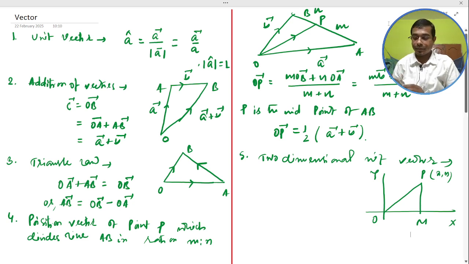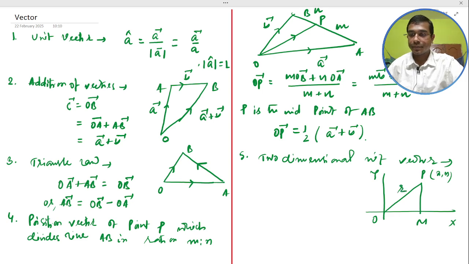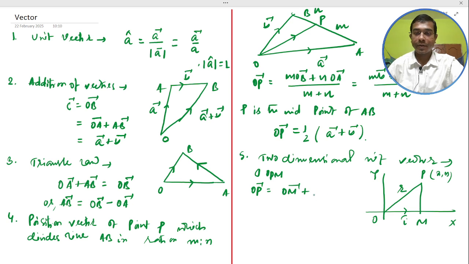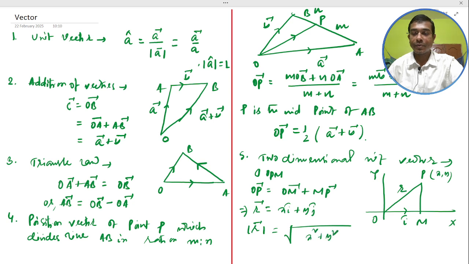Here this is the R and this is the i cap. So basically, in triangle OPM, OP is what? OM plus MP. That means the R vector is equal to xi plus yj. And the modulus of R vector is equal to the square root of x square plus y square.